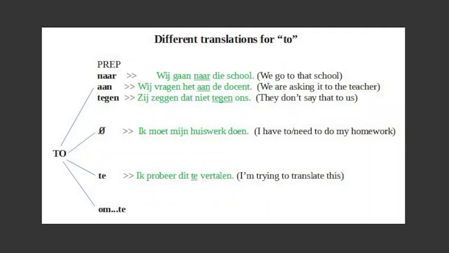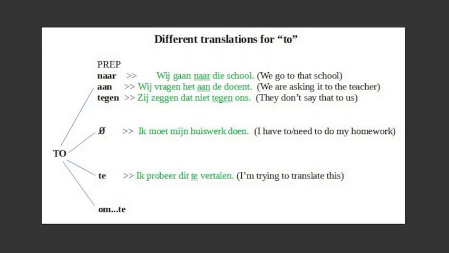So what are the various ways to translate the English word "to" to Dutch? Well, there are quite a few of them, as you can see in this overview. First of all, the word "to" as a preposition can be translated to different Dutch prepositions, depending on the verb it is connected to. If you want to say "going to", you use "gaan naar" in Dutch, like in the first example sentence. Wij gaan naar die school.